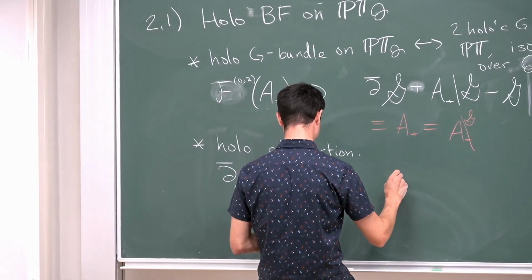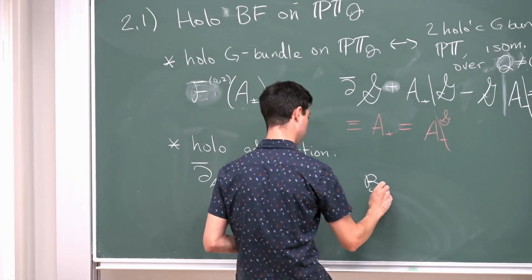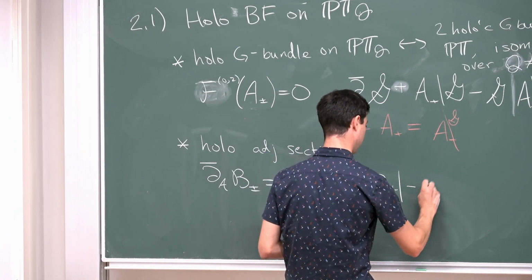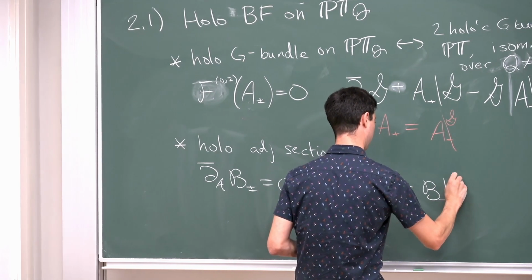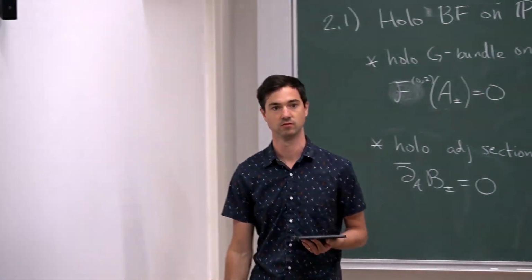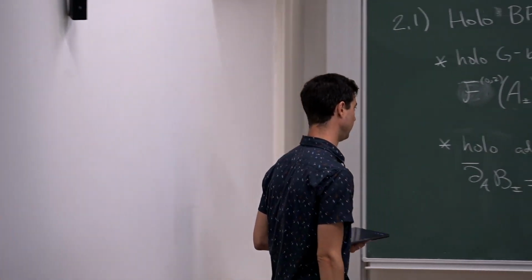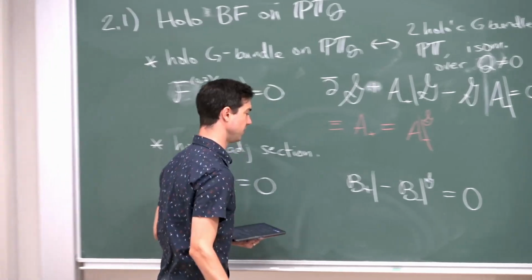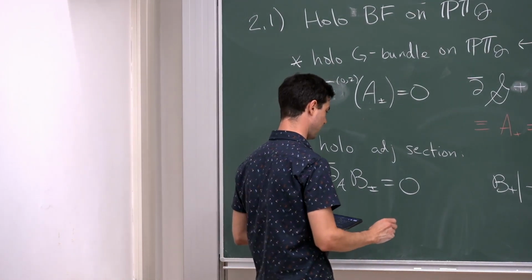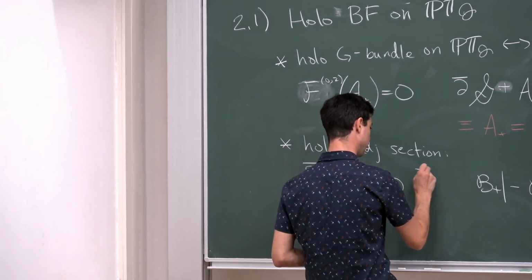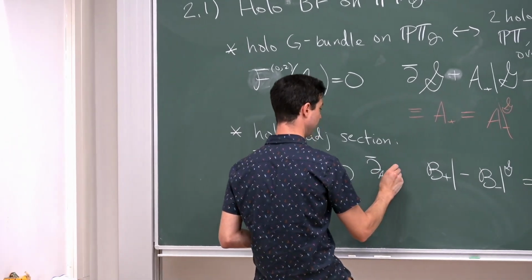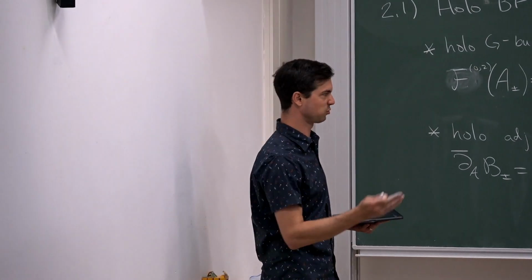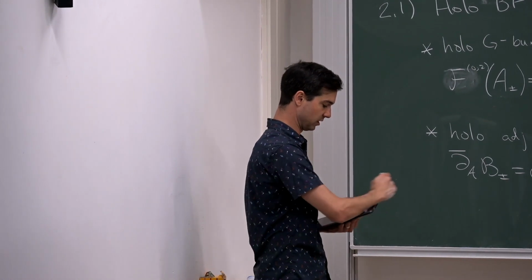So at first glance, it might look something like this. I take the restriction of B plus and I subtract off the gauge transformation of B minus, the restriction of B minus, sorry. And you might want to set this equal to 0, but this turns out to be a bit too restrictive. Instead, what you should do is say that it should be the variation of a field I'll call B0 that sort of lives away from Q equals 0.